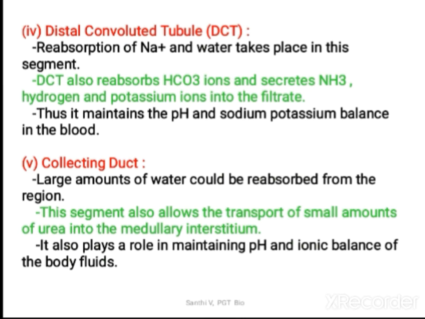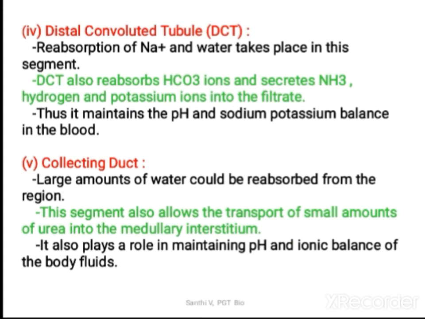Then the distal convoluted tubule. Here the reabsorption of sodium and water takes place. The DCT also reabsorbs bicarbonate ions and secretes ammonia, hydrogen and potassium ions into the filtrate. Thus it maintains the pH and sodium potassium balance in the blood. Next is the collecting duct. A large amount of water can be reabsorbed from this region. This segment also allows the transport of small amounts of urea into the medullary interstitium.